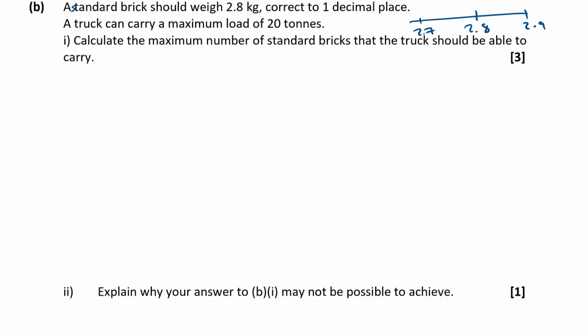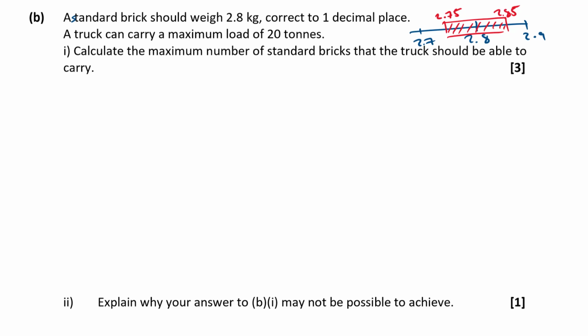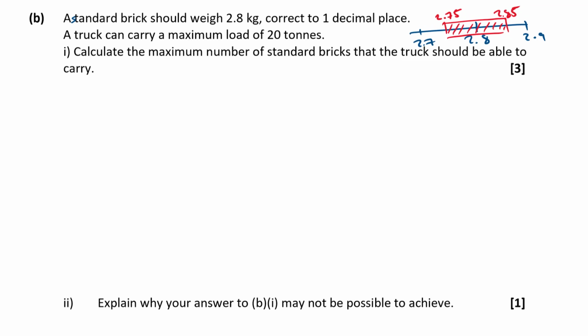And I'm going to work out what's halfway between those. So this is my range of values then, around 2.8. Halfway between 2.7 and 2.8 is 2.75, and halfway between 2.8 and 2.9 is 2.85. So that is my range of values that round to 2.8. Just bring that down a little bit. I don't know if it went off the top of the page. Calculate the maximum number of standard bricks that the truck should be able to carry then.